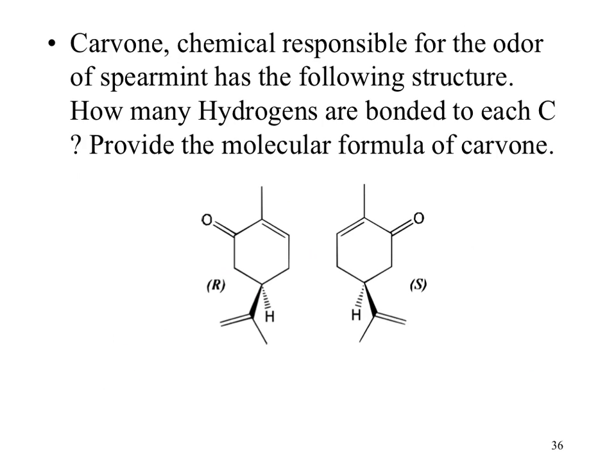The next question is, the compound responsible for the odor of spearmint has the following structure. How many hydrogens are bonded to each carbon? Provide the molecular formula of the compound. So these are 2 structures. I gave you that earlier as well. You're just supposed to provide what the molecular formula is. So this really is your ability to be able to count once you have figured out what each group is.